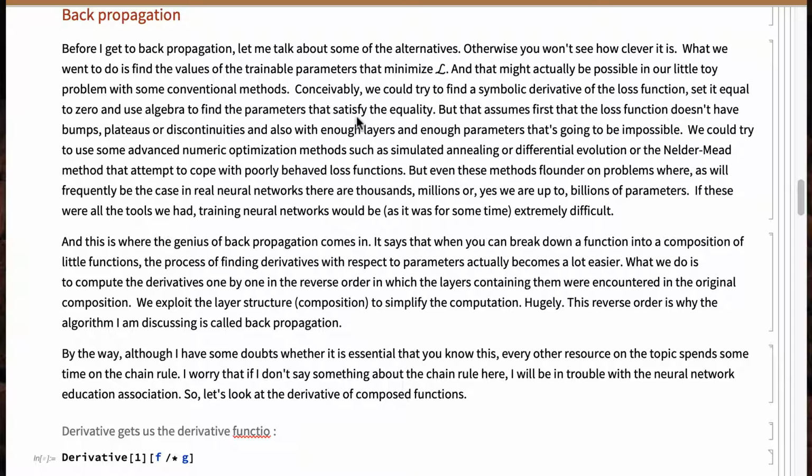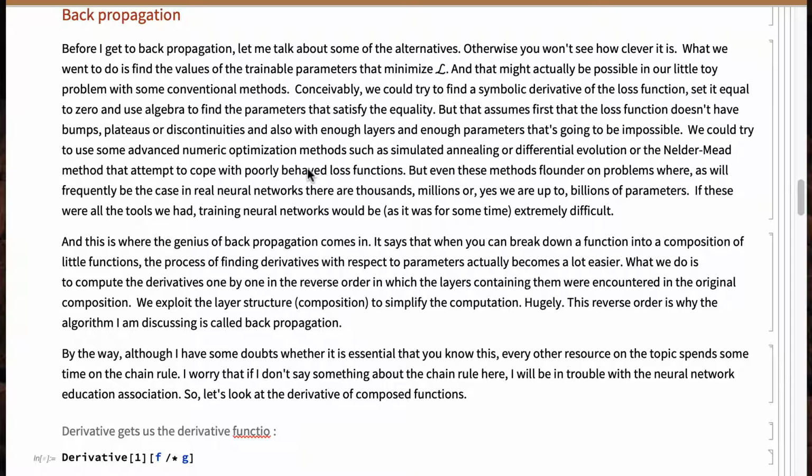But that assumes that the loss function doesn't have bumps, plateaus, or discontinuities that are going to make that method problematic, and also with enough layers and enough parameters, the algebra involved is just going to be impossible. So, not really going to work in the real world. We could try to use some advanced numeric optimizations, such as simulated annealing, or differential evolution, or Nelder-Mead, the stuff that's sort of behind NMinimize or NMaximize that we've seen. And those are capable of coping with some poorly behaved loss functions.